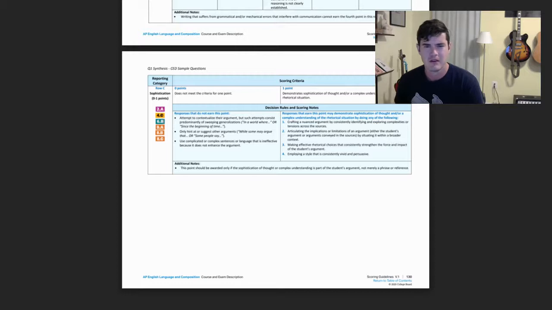But the sophistication point is, I think, more consistently easy to achieve by consistently trying to write carefully nuanced positions and arguments about your issue that try to see the complexity of the issue that you are exploring in the given synthesis packet. All right, so we've looked at the rubric.